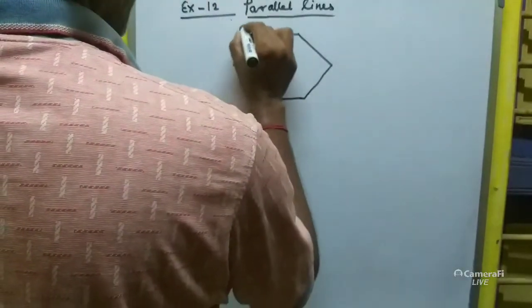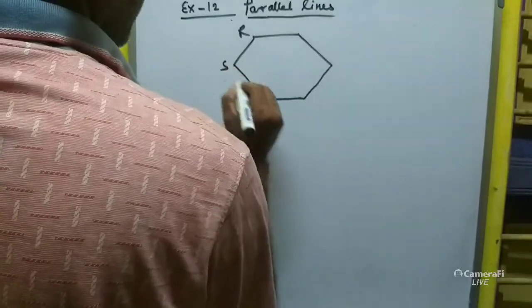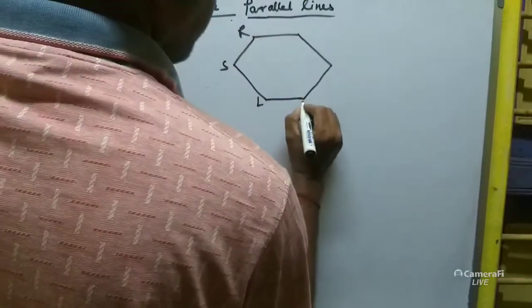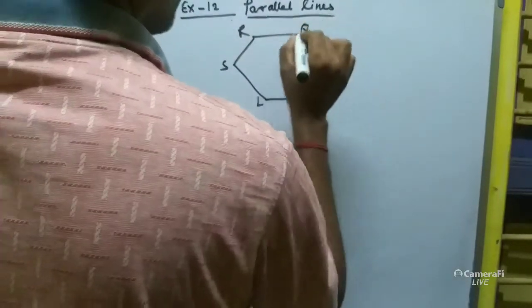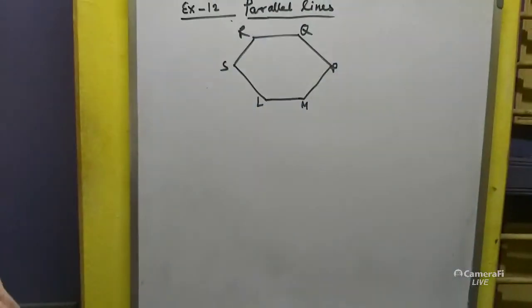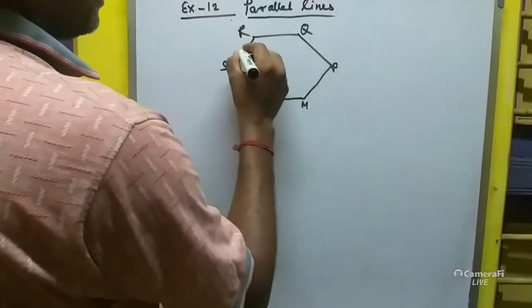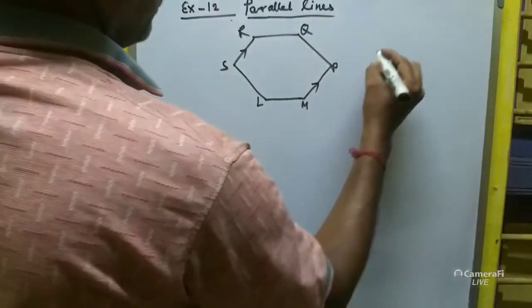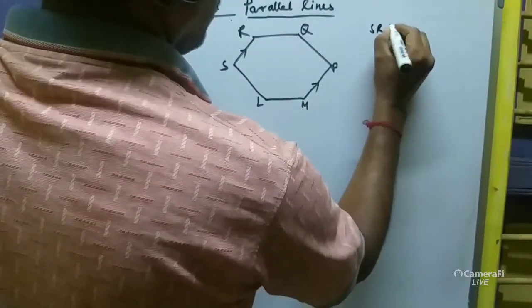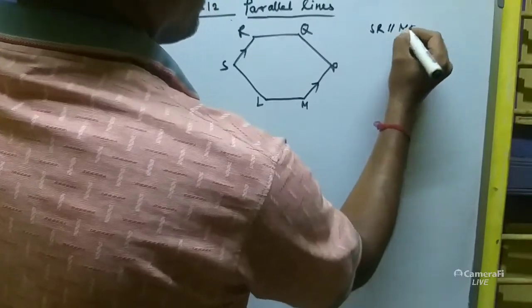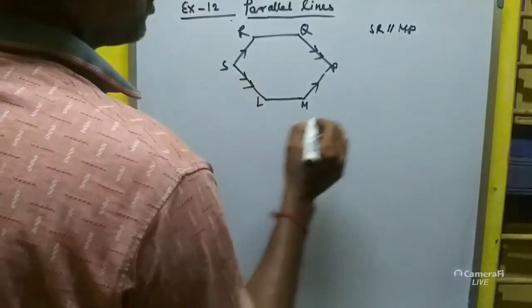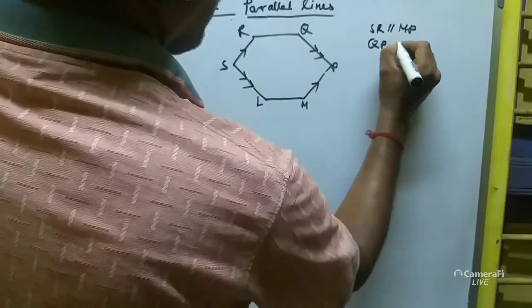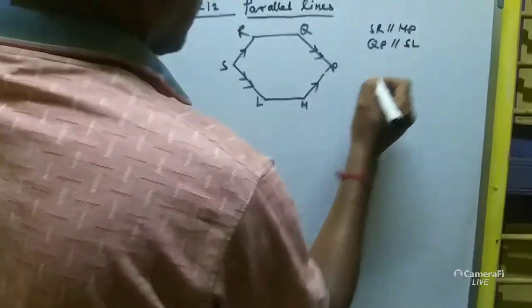So in this figure, find out the parallel lines. R, S, L. This is M, P and Q. So find out the parallel lines. You can easily see that this line is parallel to this line. So RS is parallel to MP. Next one, this line is parallel to this line. So QP is parallel to SL.